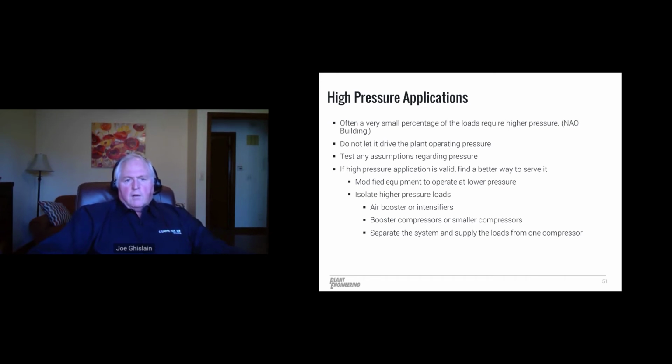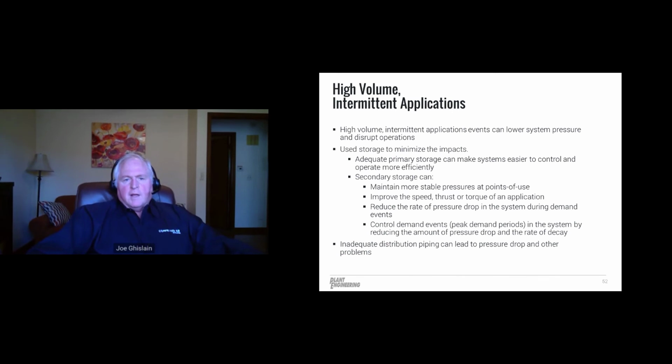So again, don't let these things drive it. Know what the pressure is. Modify the equipment, isolate it, add a booster, get a different compressor like I talked about, separate it from the system, see whatever you can do to make sure it doesn't drive your system requirements. Because again, that's setting your high water mark, and everything else is now from that, you have to maintain that equipment.